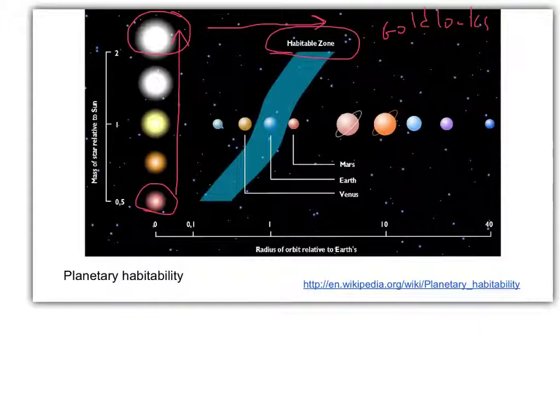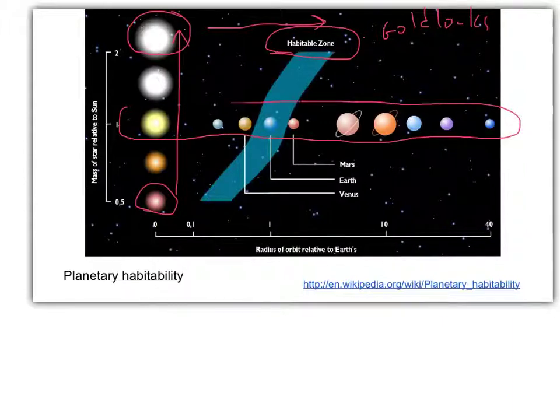So if we're talking about a sun-sized star, like our sun, we're really talking about this situation here. And clearly we know that Earth is in that Goldilocks zone where it's not too hot, not too cold. We have the ability to maintain liquid water on the surface of the Earth because the temperature is right.